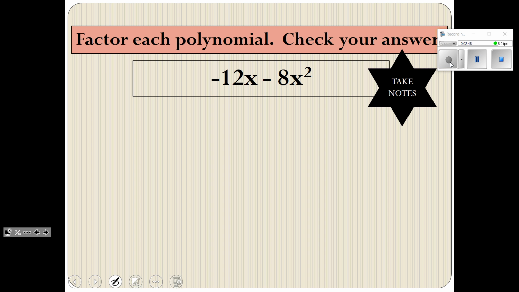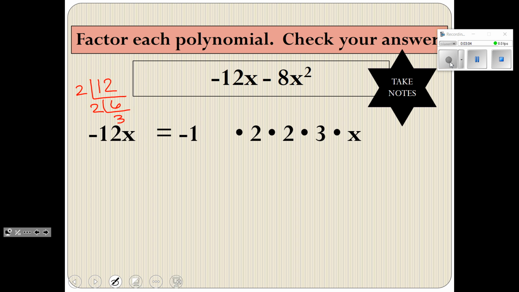Now both of these are negative. Since both of these are negative, I'm actually going to pull out a negative 1. But 12, yesterday we learned to find the prime factorization for 12 with the ladder method. We can divide by 2, we can divide by 2, so our prime factors are 2 times 2 times 3. And then we have an x, so if I write out the prime factorization for negative 12x, I pull out the negative 1, 2 times 2 times 3 times x.